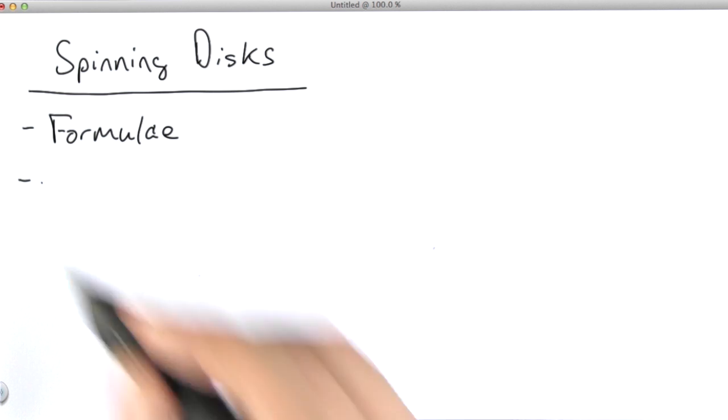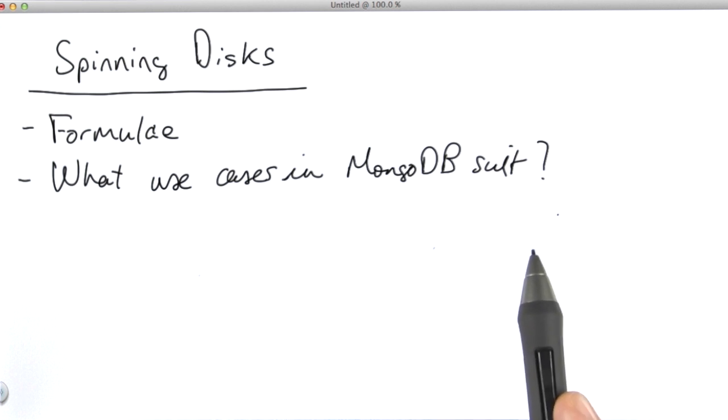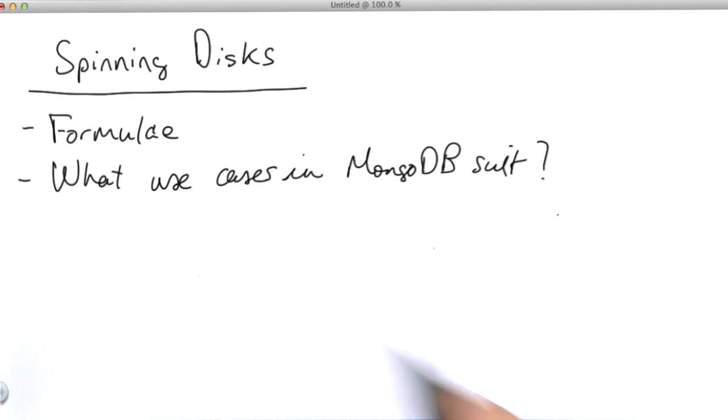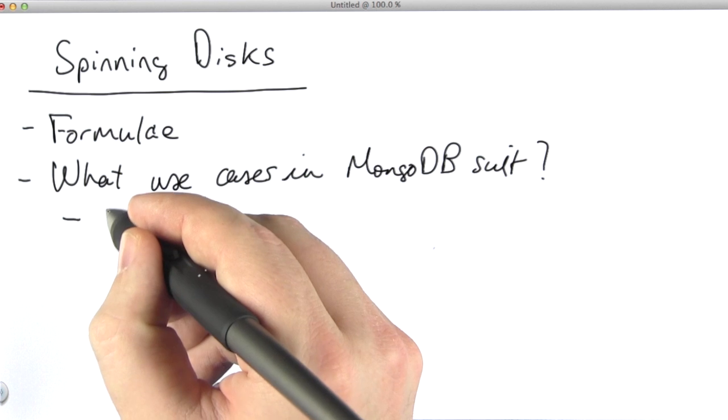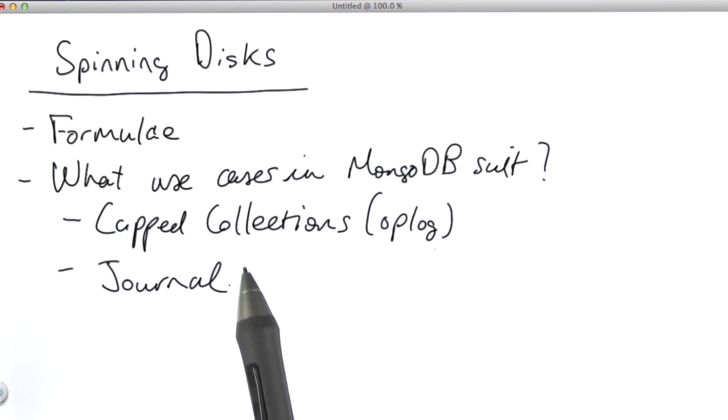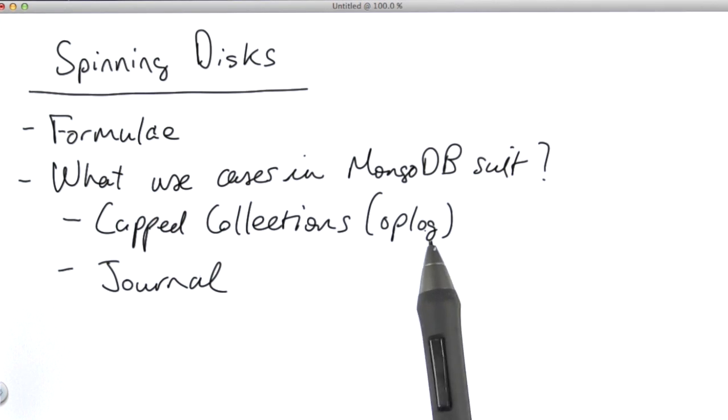To bring it back to MongoDB, what use cases in MongoDB actually suit spinning disks? Where do we use and where do we see sequential data being written out and being read back? And the answer is two particular places. And those two places are capped collections, of which the oplog is one, which is used for replication, and the journal.